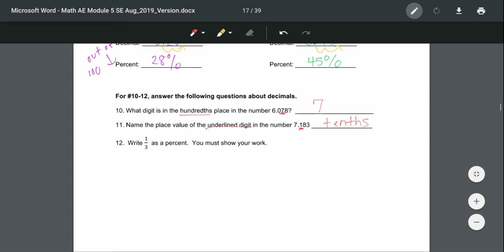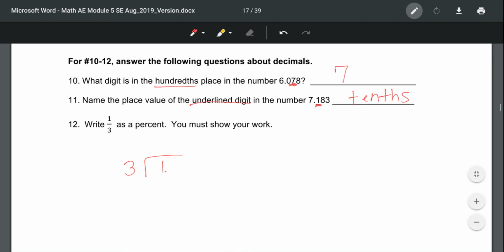Okay, number 12, it says write 1/3 as a percent. You need to show all of your work. So first you want to convert 1/3 into a decimal, so divide 1 by 3. Since 3 doesn't go into 1 evenly, you add a decimal point, add a 0. Now 3 goes into 10 3 times. 3 times 3 is 9. A remainder of 1. Add a 0, bring it down. 3 goes into 10 3 times again.